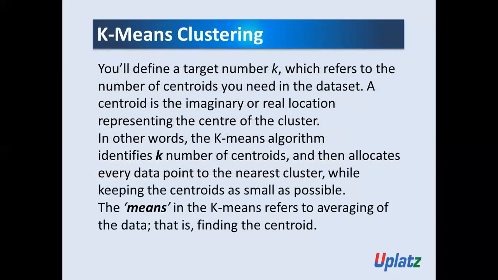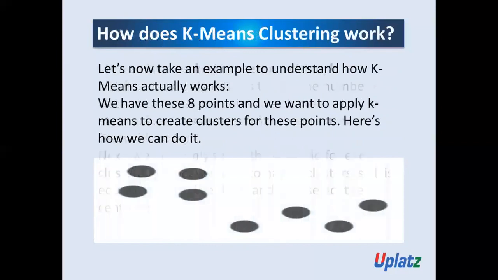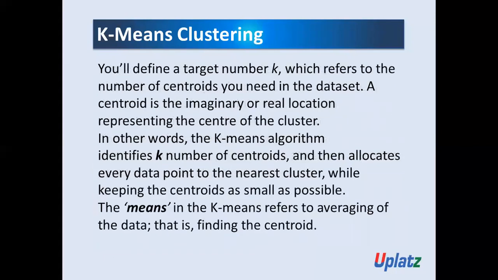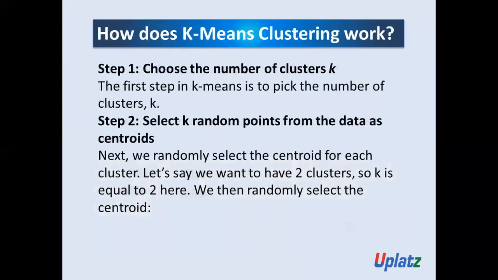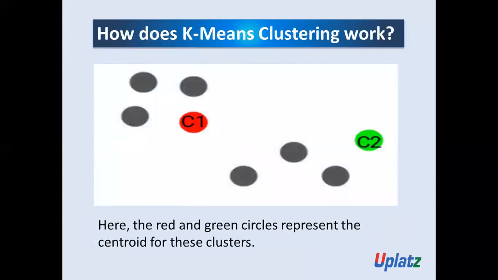Centroid is the imaginary or real location representing the center of the cluster. Is it correct? Yeah. So we have chosen the number of clusters and then selected random points from the data as the centroids. So we have selected these 2 points. Here the red and green circles represent the centroids for these clusters. And as per the definition, what is a centroid? A centroid is nothing but a real or imaginary location that represents the center of the cluster. Is it correct? Yeah, it is the center of the cluster.